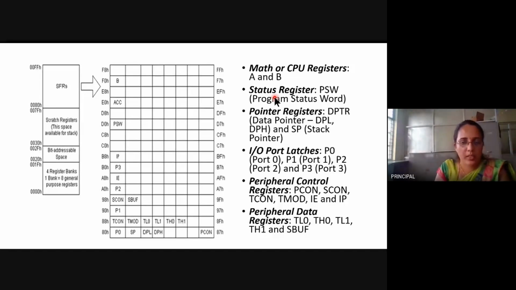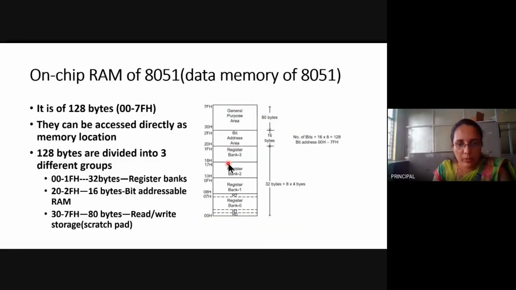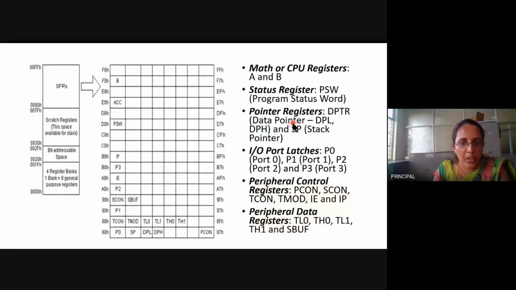So next, from 30 to 7F, this is the general purpose area where the user can store data as well as addresses. And above that, from 80 to FF, it is called SFR memory, that is, special function registers are there.